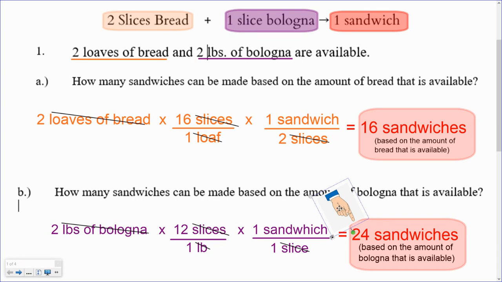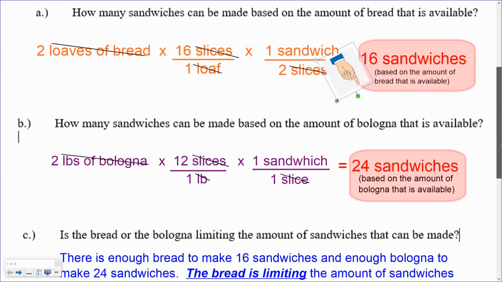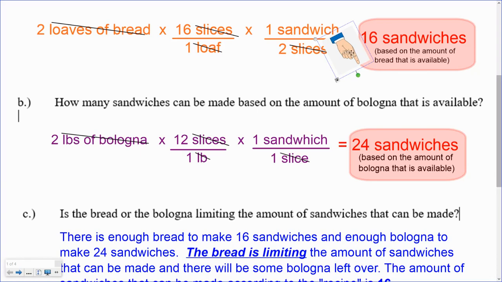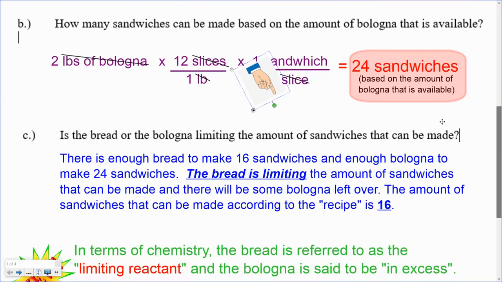The question is, how many sandwiches are we going to make? If you have enough bread to make 16 and enough bologna to make 24 sandwiches, you've probably figured out by now that we're not going to make 24 sandwiches. We're going to run out of bread. We only have enough bread to make 16 sandwiches. So in this chemical reaction, we're going to end up making 16 sandwiches.